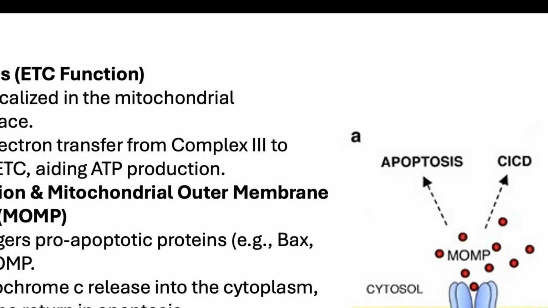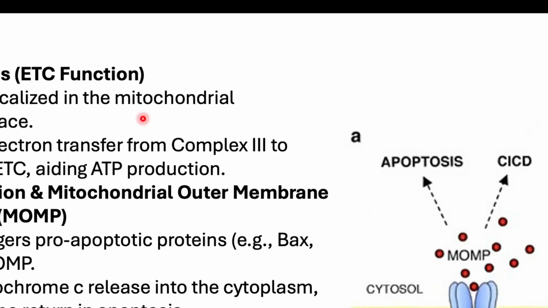Now, what is the normal function of cytochrome C? Cytochrome C is localized in the mitochondrial intermembrane space. It participates in electron transfer from complex 3 to complex 4 in the ETC, aiding in ATP production.